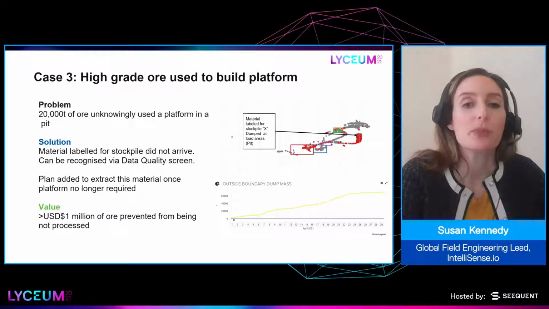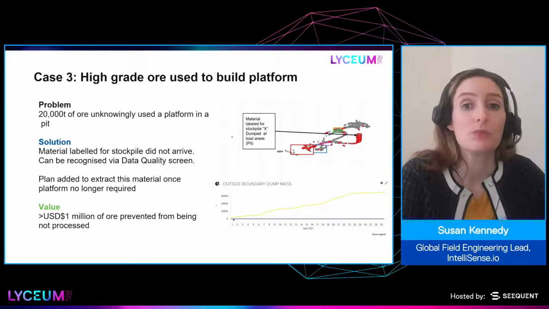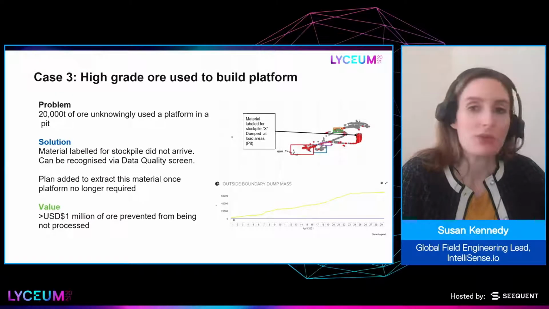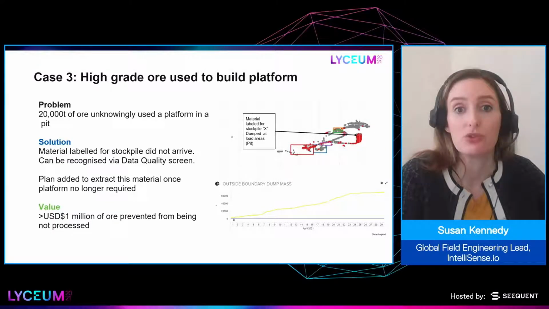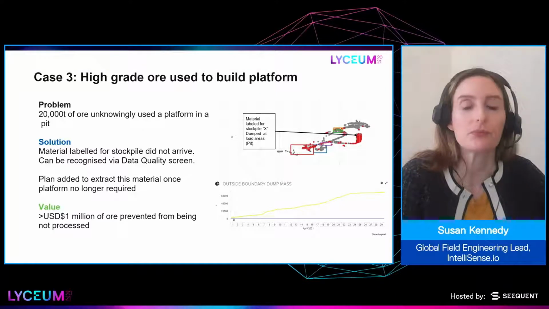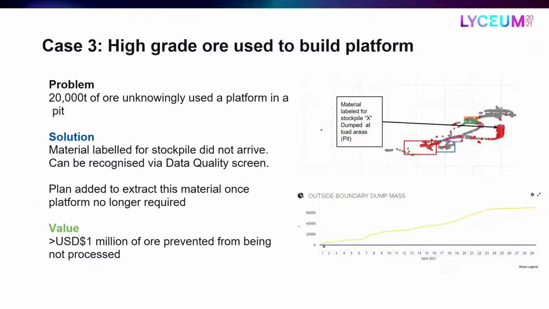In the next example, 20,000 tonnes of ore was used to create a platform in a pit, again unknowingly. The material was labelled to go to a stockpile, which you can see within the red boundary on the screen, but was actually dumped in a pit, and they found out it was used to build a platform. The data quality screen that you can see on the bottom right was able to highlight the anomaly, and a plan was put in place to reclaim the material once the platform was no longer required.